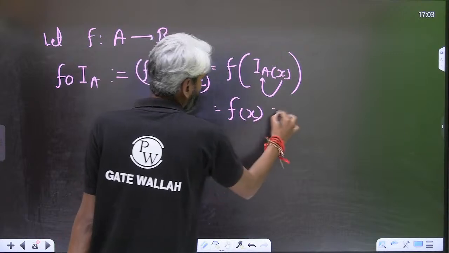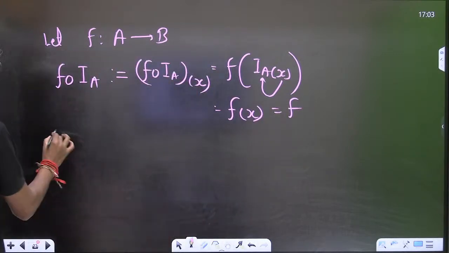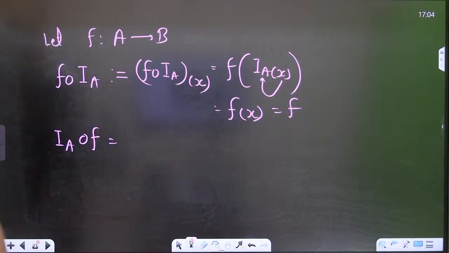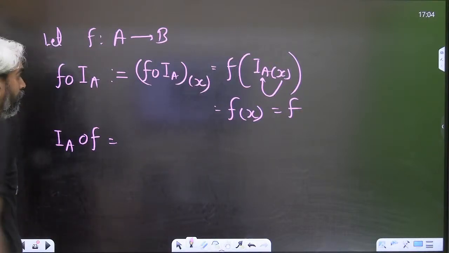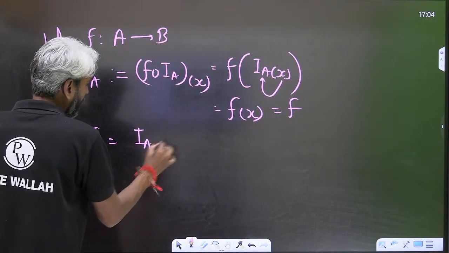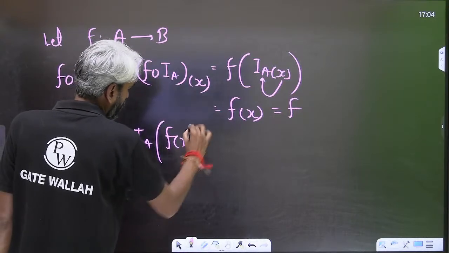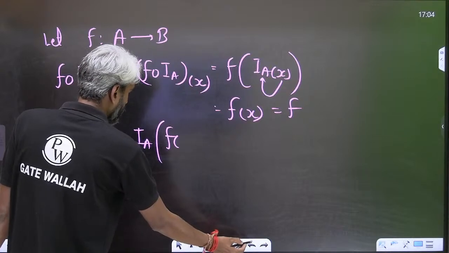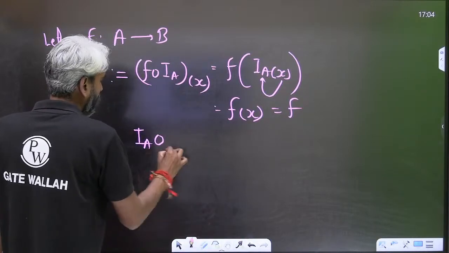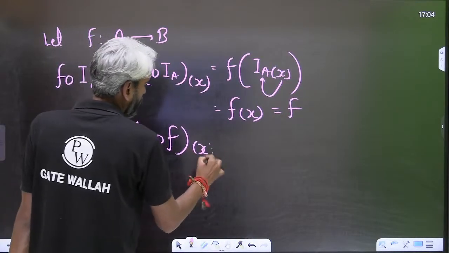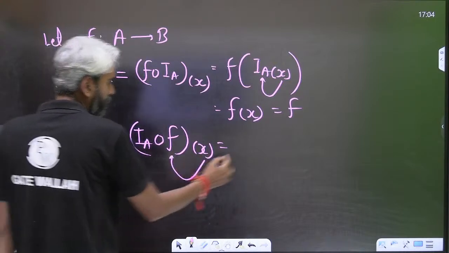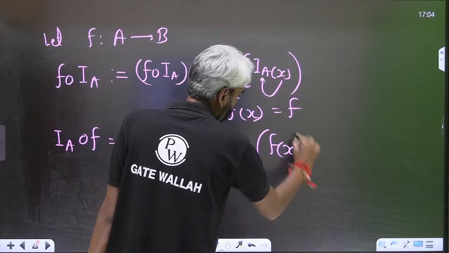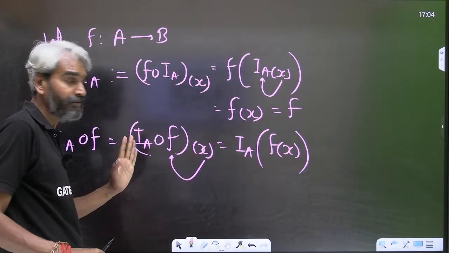So, it will be f of x, that is f. But what if I write IA of f? If you write IA of f, what will happen? Now, IA of f of x: we'll first pass this x to f. So this will be IA of f of x, because first this x will be passed to function f.